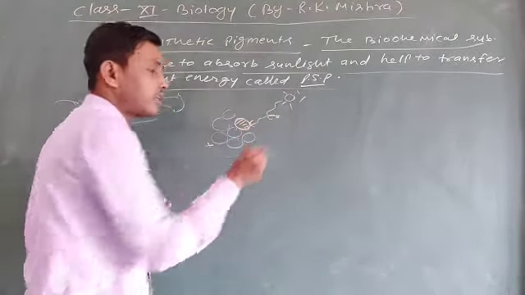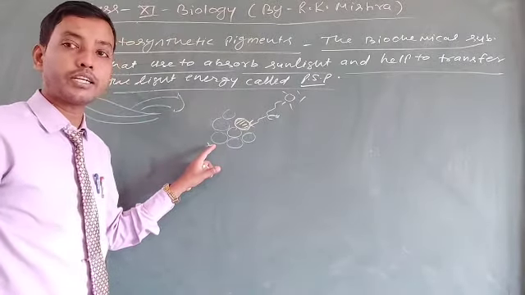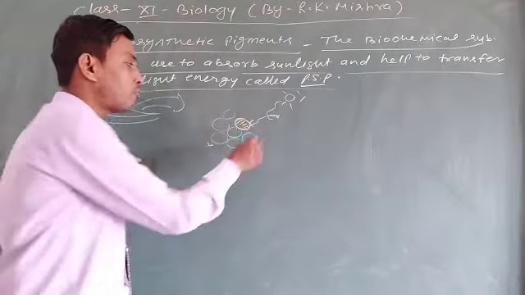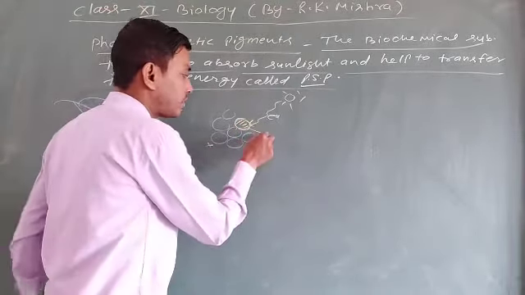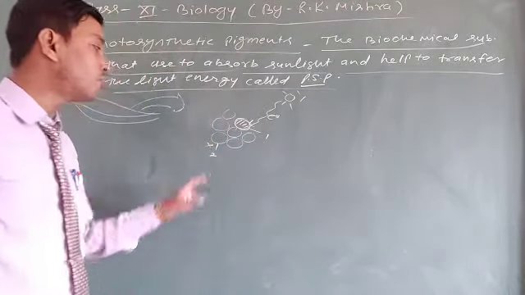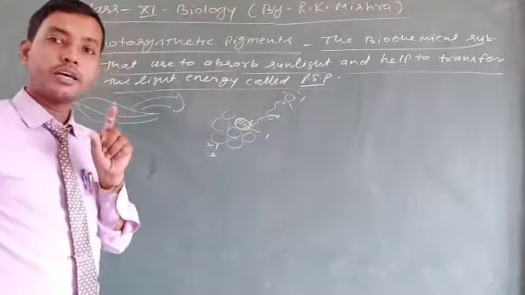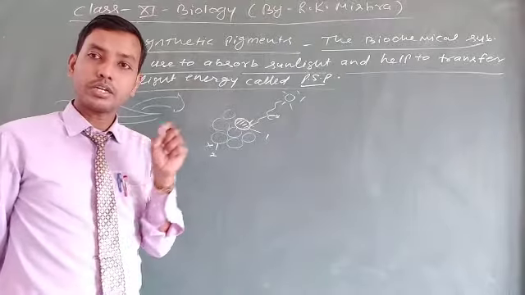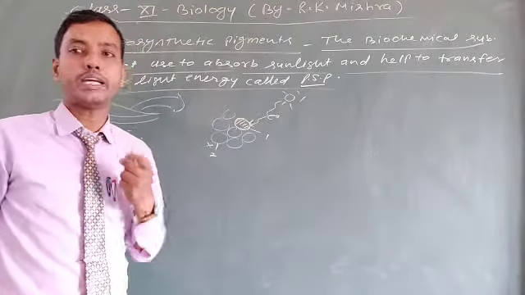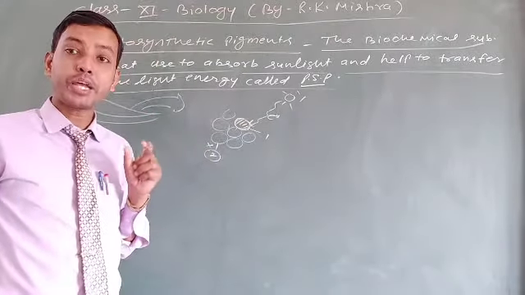Actually, the sun releases the light energy. So how does this one get the light energy? By means of transfer. Suppose this is photosynthetic pigment number 1 and this is photosynthetic pigment number 2. Then how do the two get light energy? Because every photosynthetic pigment requires light energy for the process of photosynthesis. So how will the photosynthetic pigments get the light energy?